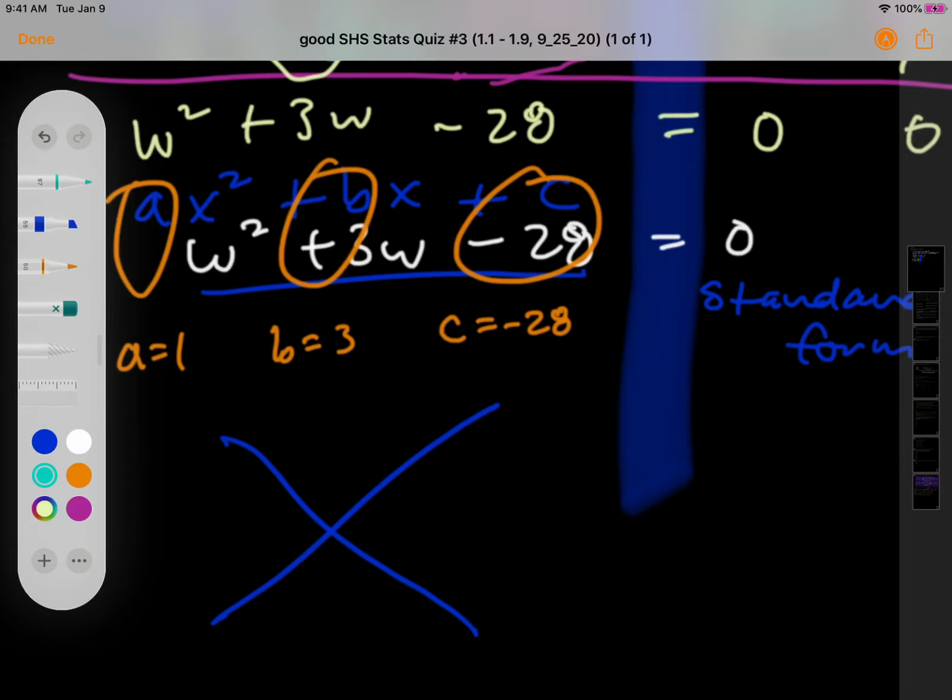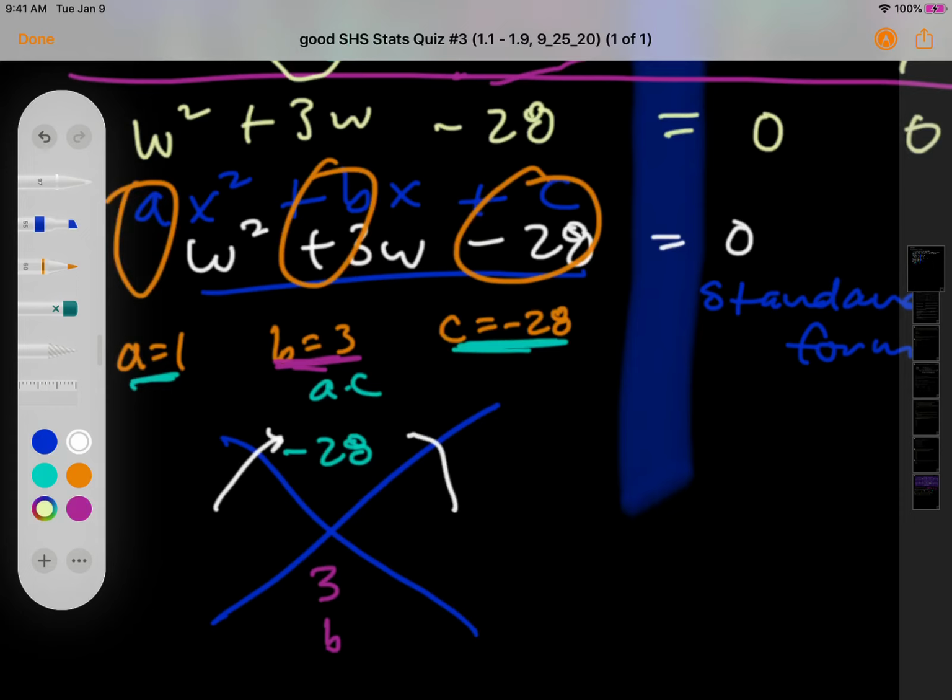Remember, in factoring, I have A times C, and then our B value. So A times C, 1 times negative 28 is negative 28. My B value, you just write down here, 3. So let's think of two numbers that multiply to be negative 28, but also add to be 3.